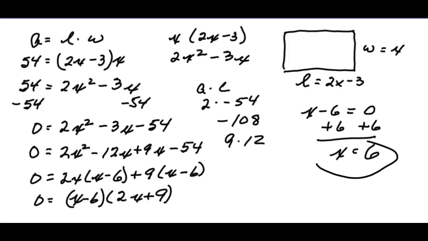So here, our width happens to be 6 feet, and our length, which is equal to 2x minus 3, is equal to 12 minus 3, or 9 feet. So there we solved a geometry problem. Pretty interesting exercises there in 4.6.